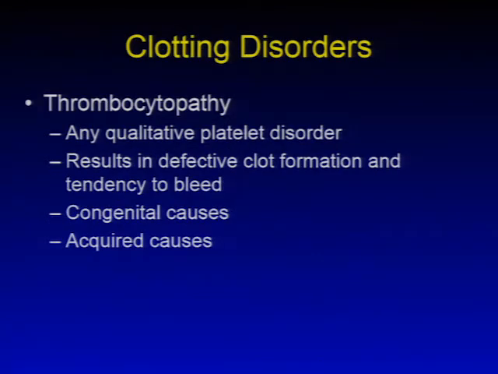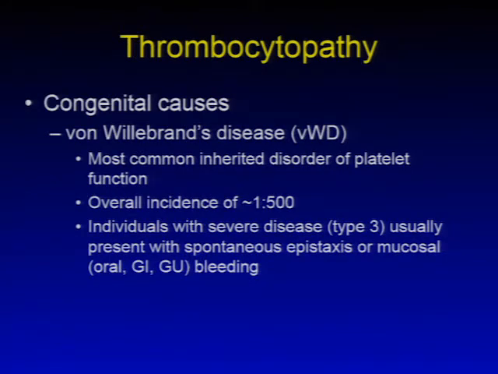Now, shifting gears a little bit to thrombocytopathy. This is a qualitative rather than a quantitative platelet disorder. The end result, a defective clot formation and tendency to bleed in these patients, congenital and acquired causes, and of course we'll cover both. Von Willebrand's disease is the most common inherited platelet disorder.